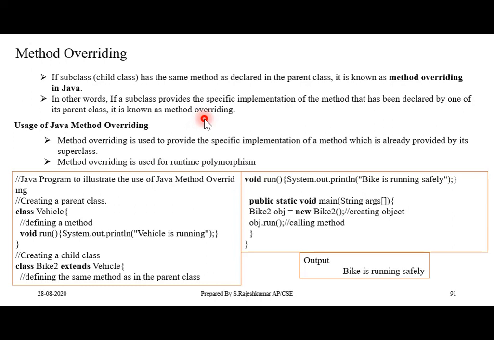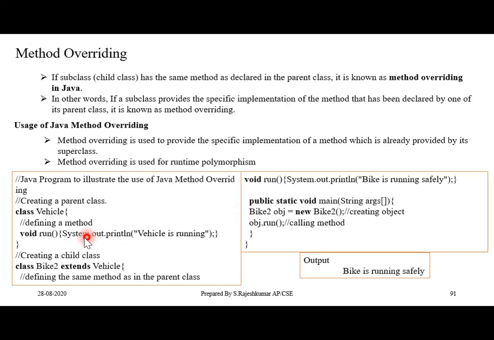So what is the importance of it? What is the usage of method overriding? Method overriding is used to provide a specific implementation of a method which is already provided by its superclass. It is used for runtime polymorphism. It can do polymorphism work, but it is executed during runtime. So method overriding is used for runtime polymorphism.